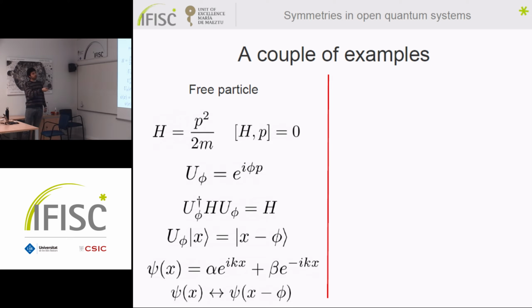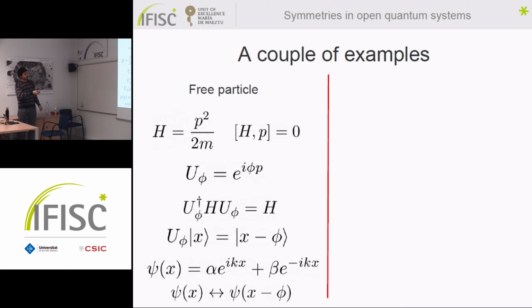The Hamiltonian commutes with the momentum, of course, because it's a free particle. There is nothing inducing a force on it. And what does it mean that it commutes? Of course, that the momentum is conserved, so the velocity is the same along time for a free particle. We can build this transformation, but of course, it is also a symmetry, for the fact that the momentum is conserved.